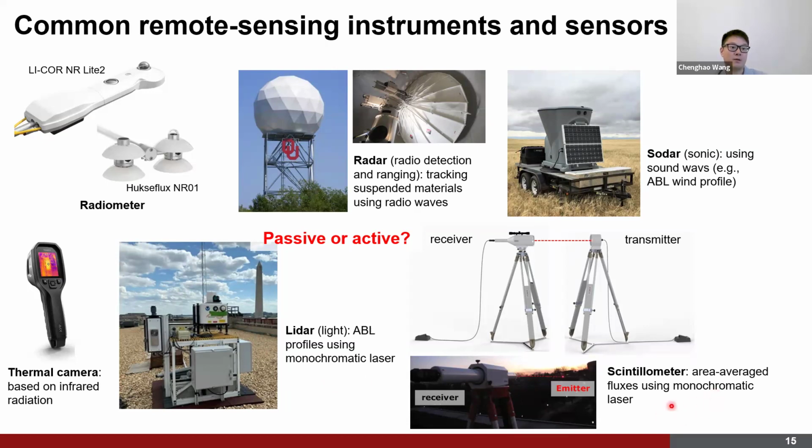And the last one is the so-called scintillometer, which can give us the area average fluxes using a monochromatic laser. And this one must have a set of receiver and transmitter. So the transmitter is emitting a beam, and it will be received by the receiver. We can measure the strength of this beam to determine the fluxes. And among all these different remote sensing instruments, this one is of course a passive one, and this one is also a passive remote sensing instrument. But all these four different kinds of remote sensing instruments are active remote sensing instruments because they are emitting their signals themselves.